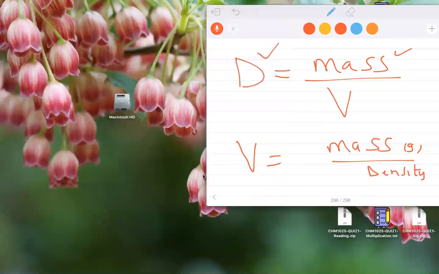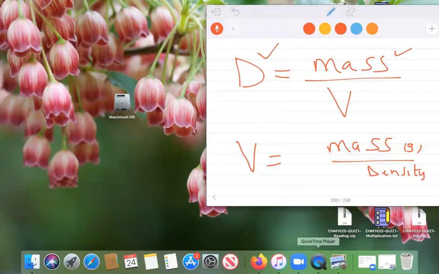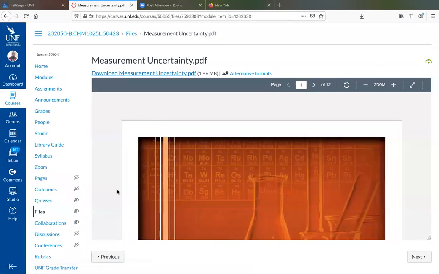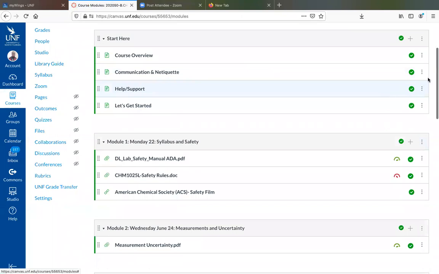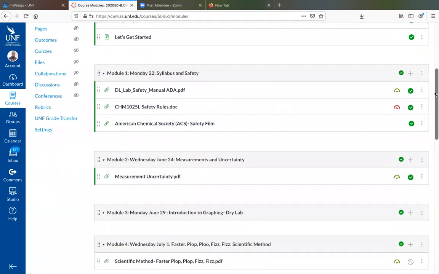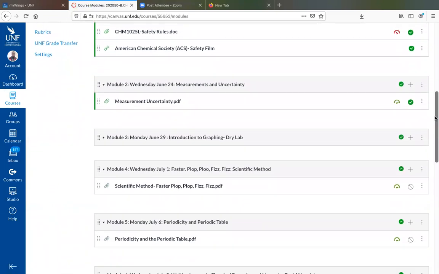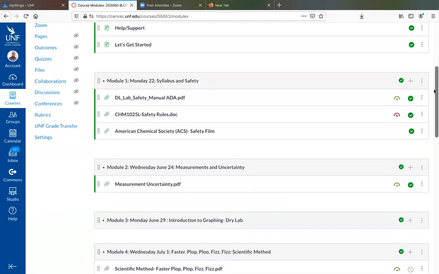You may want to print out the data sheet, and you will turn it in, all right? If you don't have the packet, that is the handout for today's lab, it is posted on the modules. The handout I was just looking at, if you are wondering where I got that, you have to go to the modules and go to today's lab, which is measurement and uncertainty. It is posted in here under the modules. This is where you can download the directions.